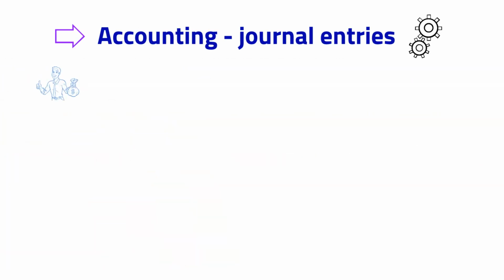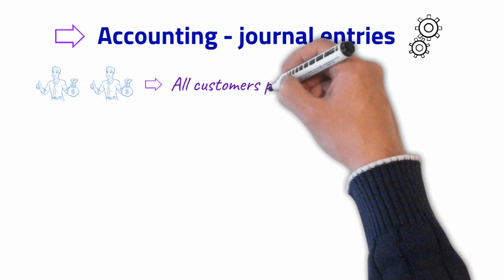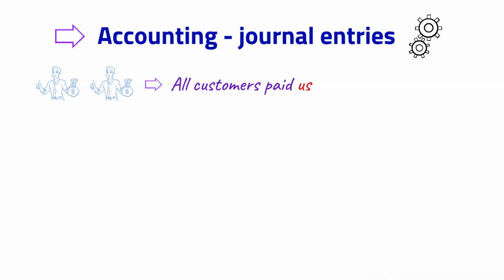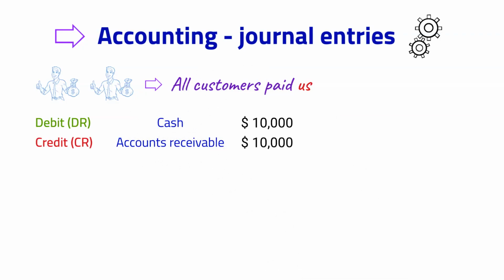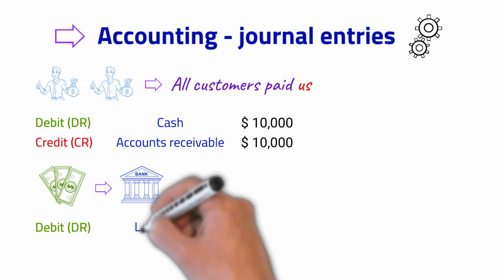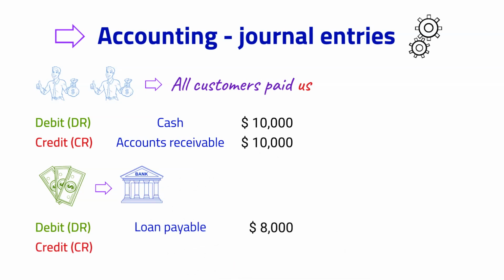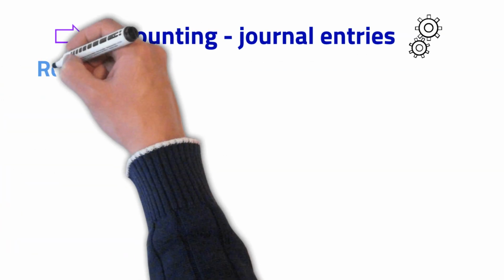In another scenario, the customers could have paid us, not the factor. Then we would book it as follows. Debit cash $10,000, credit accounts receivable $10,000, and transfer the cash to the factor. Debit loan payable $8,000, credit cash $8,000. The result of recourse factoring: accounts receivable stayed on the balance sheet and we showed a loan until repayment. There is, however, another possible scenario for recourse factoring, where the losses you assume are kept.